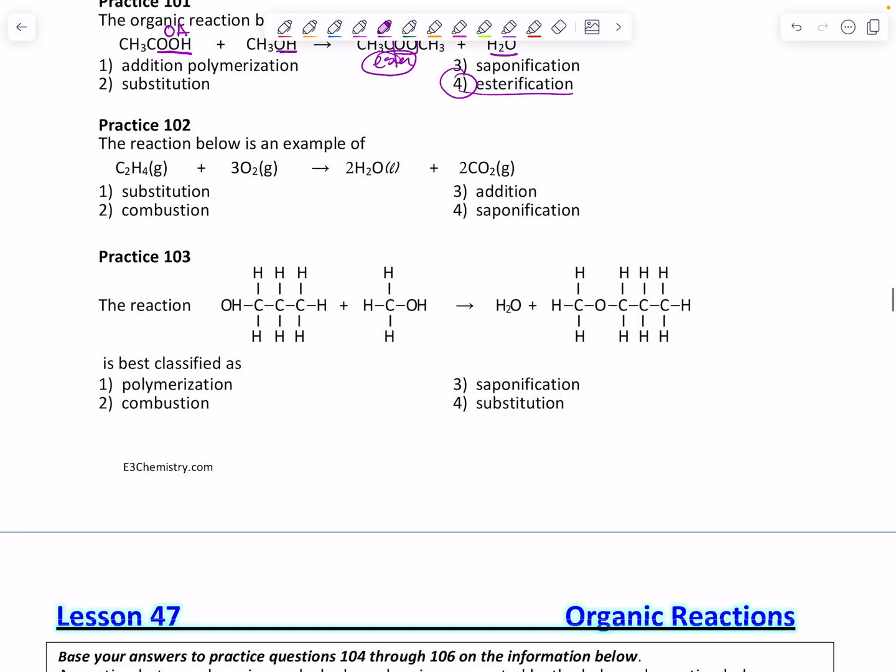All right, the reaction below is an example of, and so look at the patterns of the reactions, guys. Again, a hydrocarbon fuel reacting with oxygen, with water and carbon dioxide as the products. That's a combustion reaction.